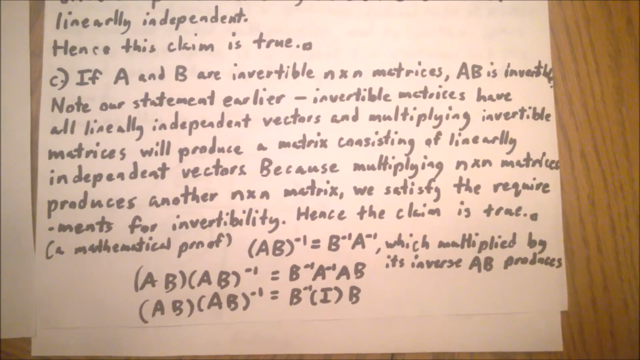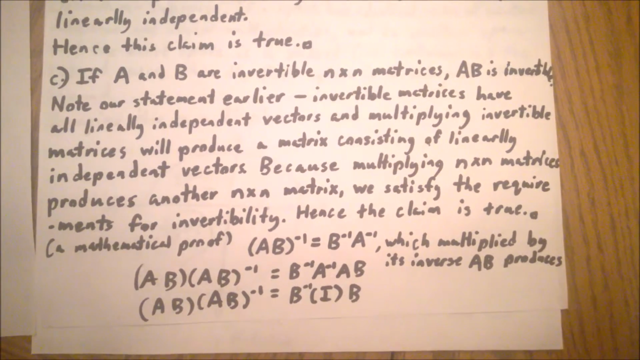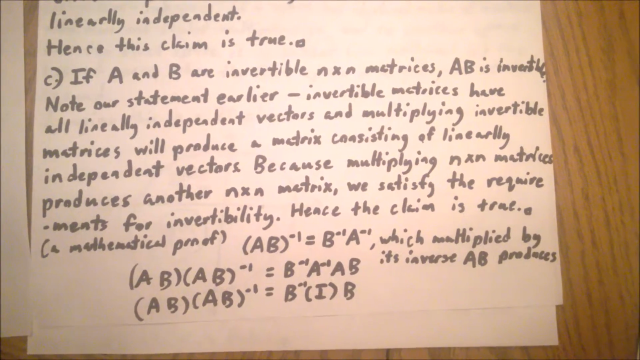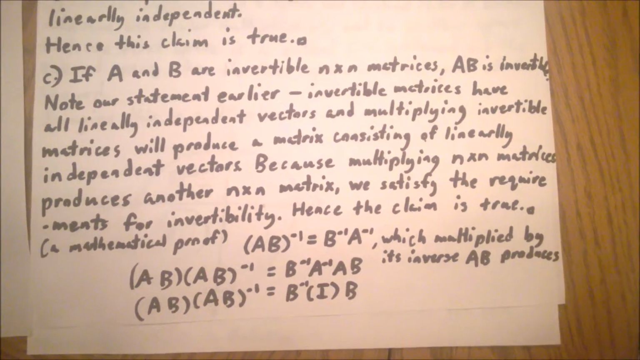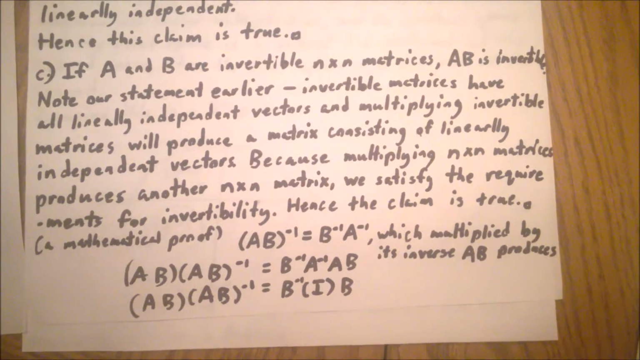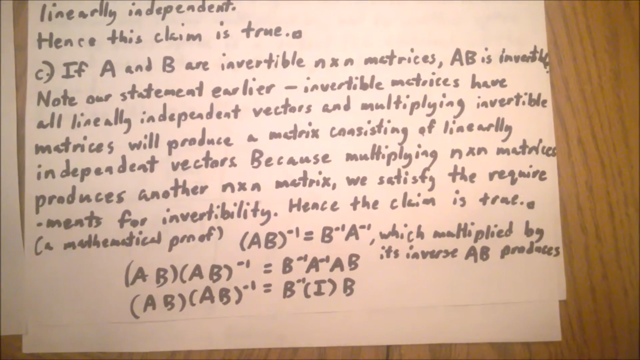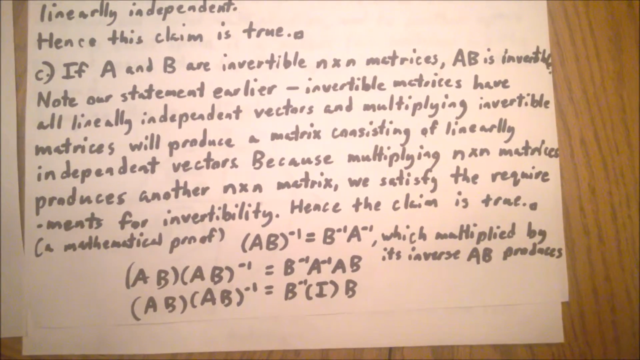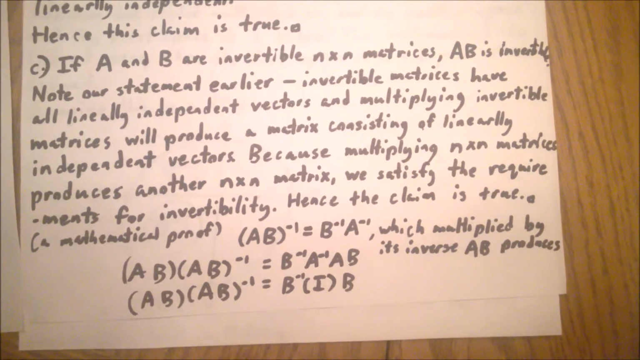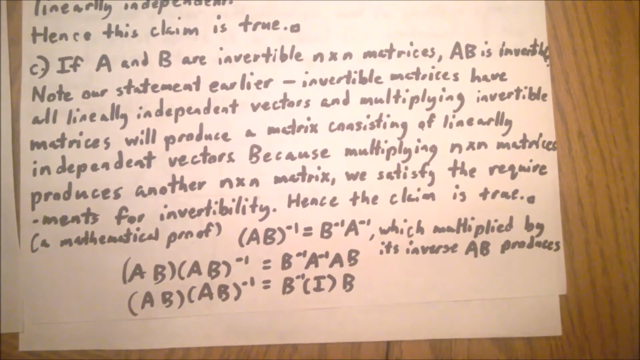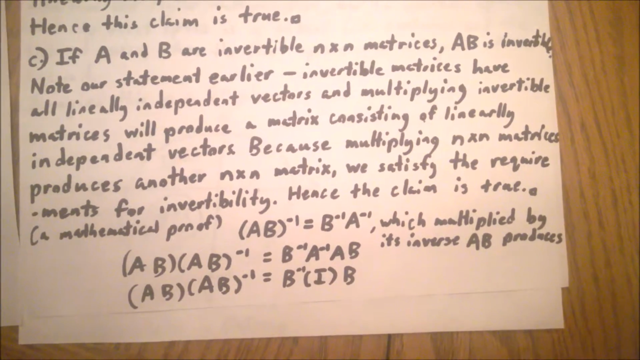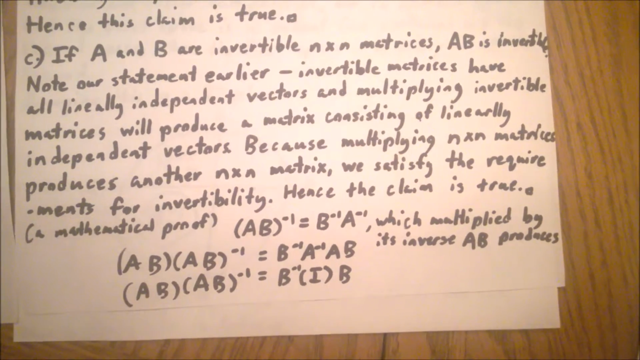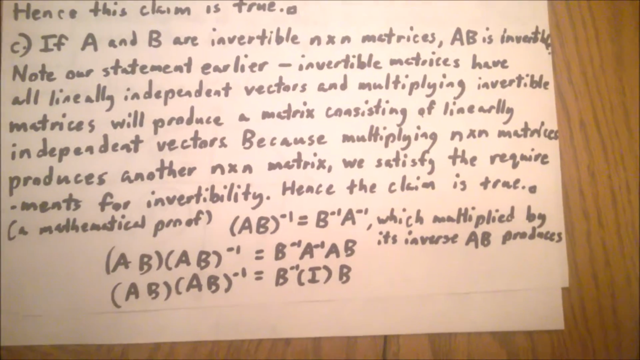So basically what this means is that we have two matrices that are composed entirely of linearly independent vectors. And because they are both n by n matrices, when you multiply them by each other, you produce another matrix that is also n by n, and that is also linearly independent. And both of these requirements are necessary to have an invertible matrix. So what ends up happening is that you create another invertible matrix. Therefore, this claim is true.